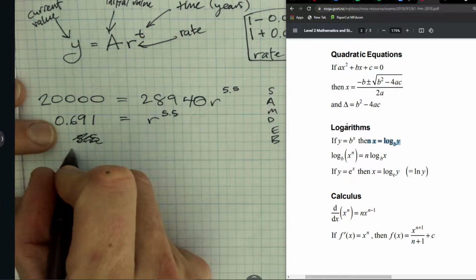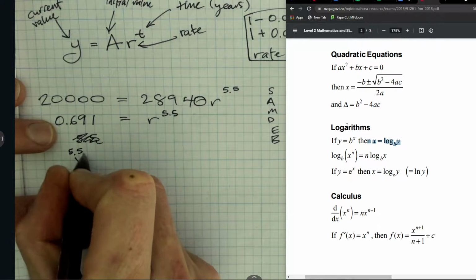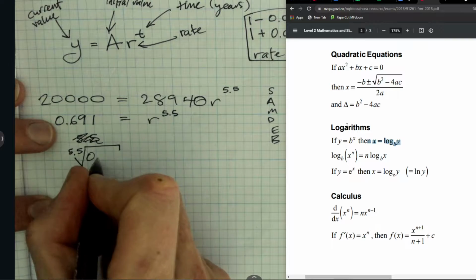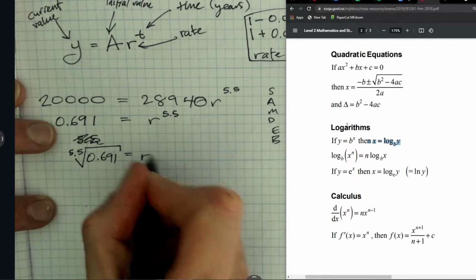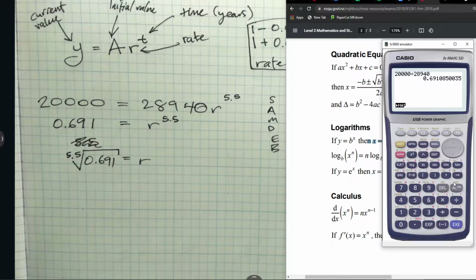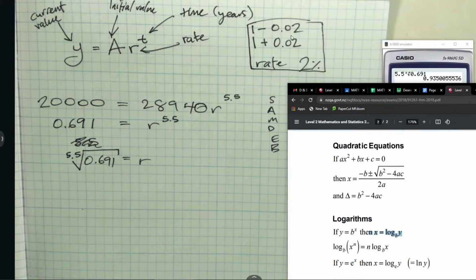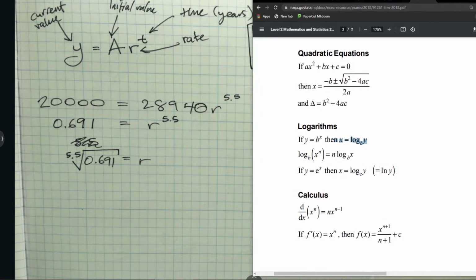Oh, we can just do the 5.5 root. What am I doing? The 5.5 root of 0.691 is going to get us r. That's way easier. To do that in our calculator, we can use the x root button. The reason is that the opposite of something to the power of 5.5 is the 5.5 root of something. Is this the rate that I was expecting? Yeah, because it comes out looking like one of these numbers, so I'm into that.